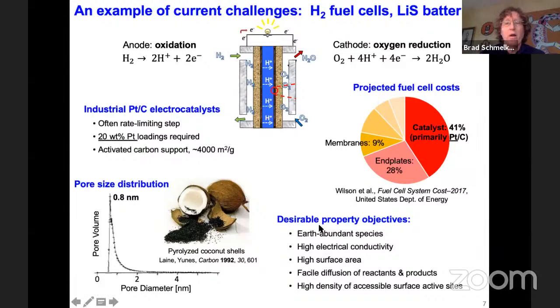And so what I show here on the right, on the bottom, are what I consider desirable property objectives. Earth abundant species, that is, something other than platinum. High electrical conductivity, carbon is fine for that. High surface area, well, the carbon's fine for that too. Facile diffusion of reactants and products, that's not so good for the activated carbon because of this small sub-nanometer pore size. And high density of accessible surface active sites, okay? So the real hard one, I think, is getting the active sites that you want, which would catalyze these reactions.